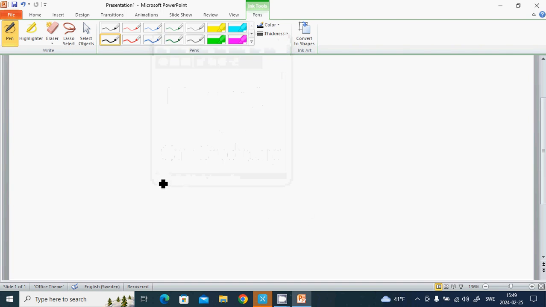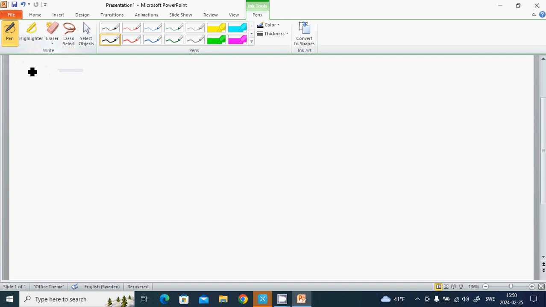Hello everybody, we are going to talk about asymptotes of a function. We have three types of asymptotes: vertical, horizontal, and slant. The first asymptote we are going to talk about is the vertical asymptote.